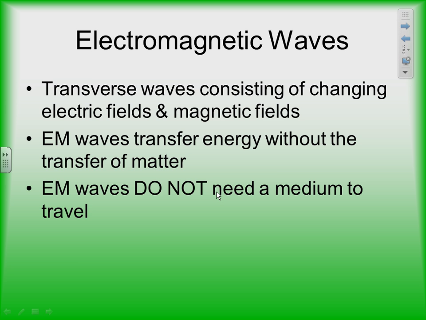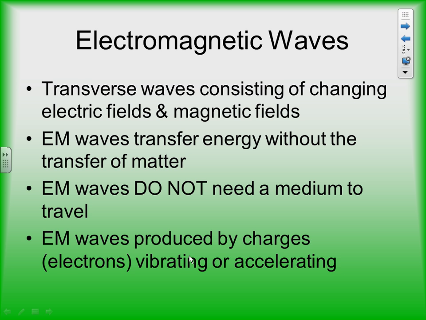Electromagnetic waves do not need a medium to travel, right? They will travel through a vacuum, through an area where there is no medium, there is no matter. And just like a mechanical wave needs a disturbance to be created, so does an electromagnetic wave. It's just that that disturbance is generally the movement of an electron or several electrons. As those electrons move, that's the disturbance that causes the wave.